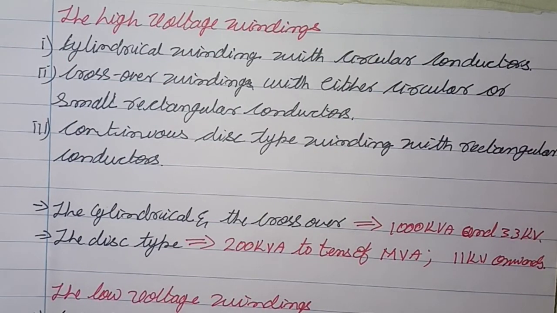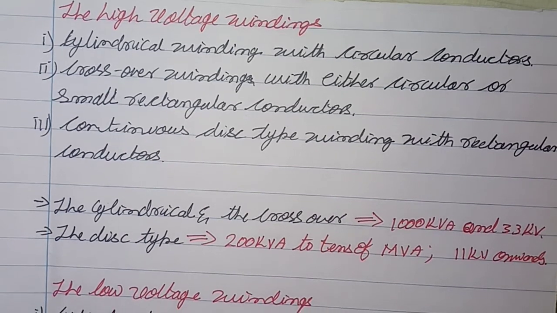So we have different types of windings for different purposes or applications. For high voltage windings, for voltages at the higher end, we have three different types: cylindrical winding with circular conductors, crossover windings with either circular or small rectangular conductors, and the third one is continuous disc type winding with rectangular conductors. So for high voltage windings we have these three types: cylindrical winding, crossover winding, and disc type winding.